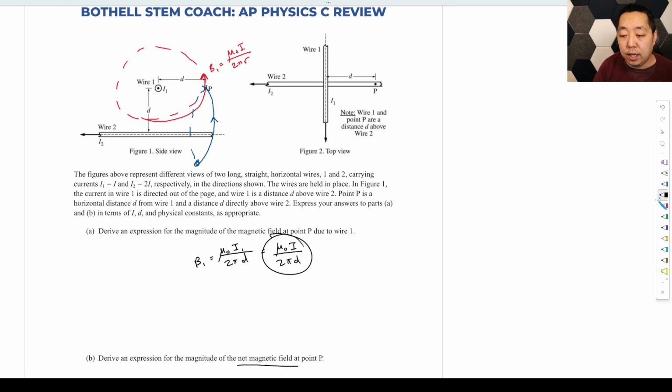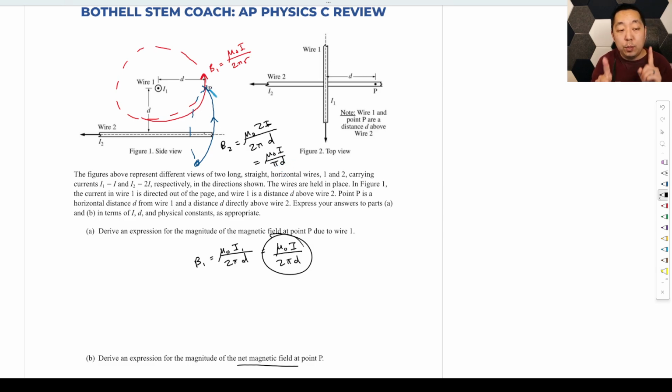Okay, so then that's going to be the magnetic field from wire 2. That's going to be mu naught, his current is 2I, over 2 pi times the distance from there to there, which is also d. So that's mu naught I over pi d.